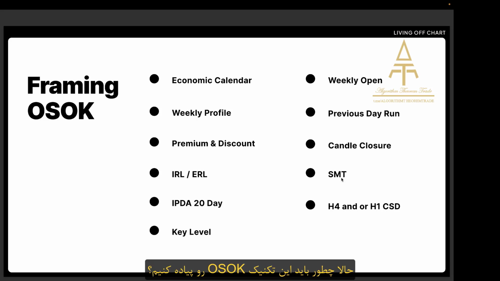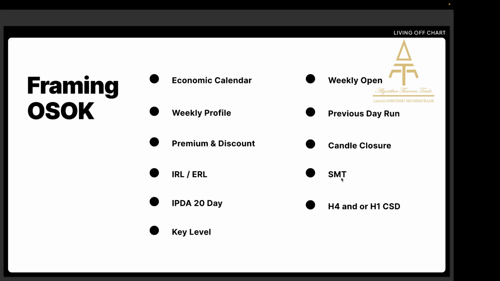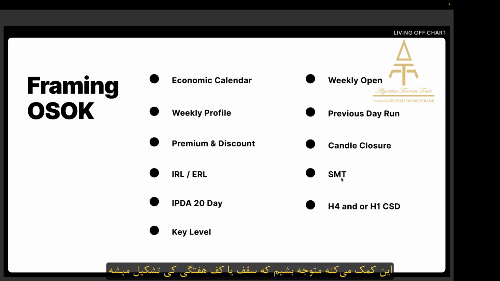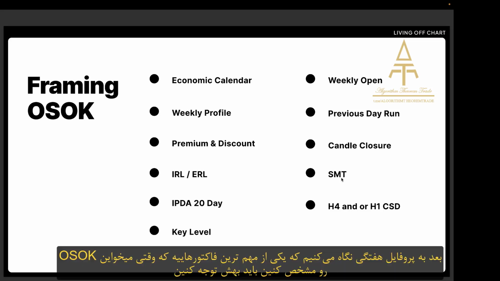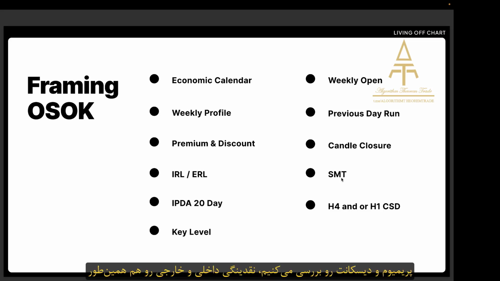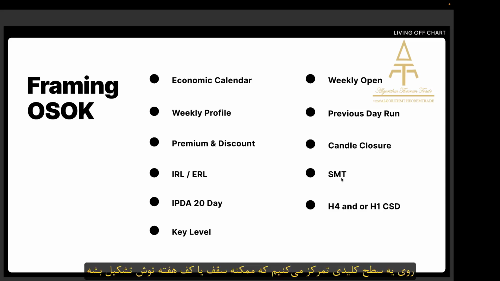So now how do we frame the one shot, one kill? As you can see on your screen here, this is how we're going to frame it. We've got the economic calendar. This is going to help us in determining the high and low of the week, or when a distribution or accumulation is going to take place. We're going to look at the weekly profile, which is one of the most important things when you're framing your one shot, one kill. Premium and discount, internal and external range liquidity. We're going to be looking at IPDA's 20-day look back to make sure we're in a deep premium or discount. We're going to focus on a key level for the high or low of the week to form.